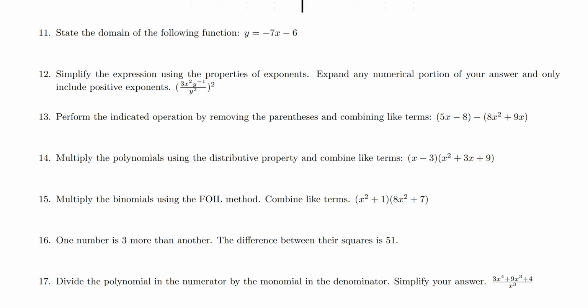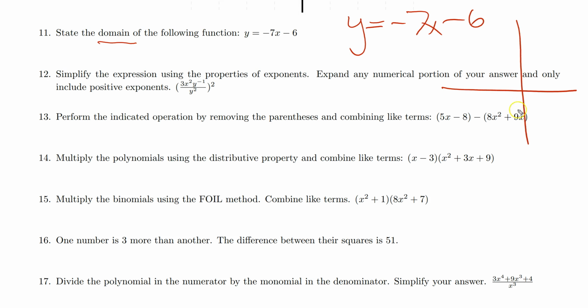Now, in something like this, where they want you to state the domain of a function, and this is just y equals negative 7x minus 6. And if you wanted to graph that very quickly, it would be a negative 6 down here. It's going over 1, up 7. So it would look like a line like that in a general way.